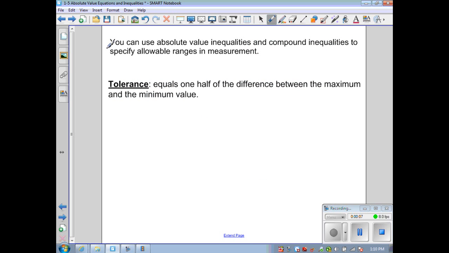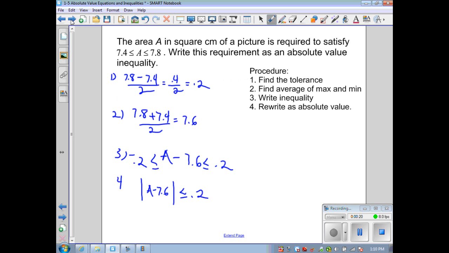You can use absolute value inequalities and compound inequalities to specify allowable ranges in measurement. For example, a tolerance. A tolerance equals 1/2 of the difference between the maximum and minimum value. Let's take a look at an example. Here, the area A in square centimeters of a picture is required to satisfy a range. Our range is where our area has to be less than or equal to 7.8 centimeters and greater than or equal to 7.4 centimeters. They want us to write this requirement as an absolute value.